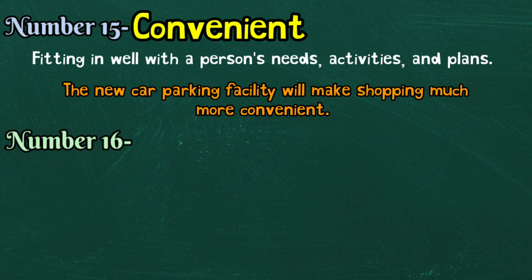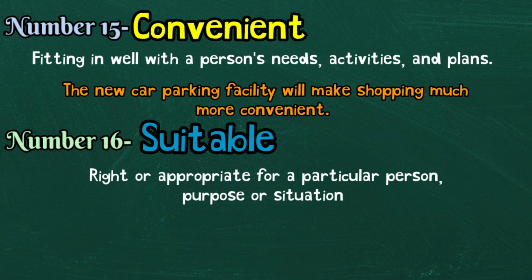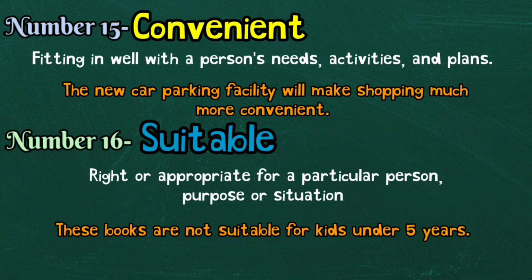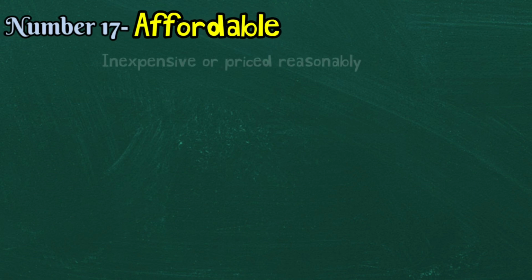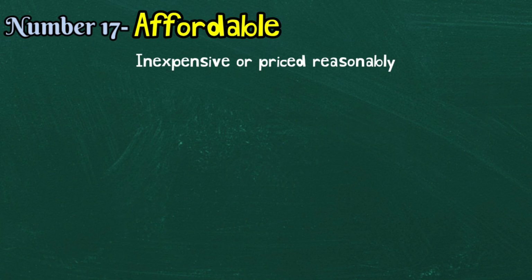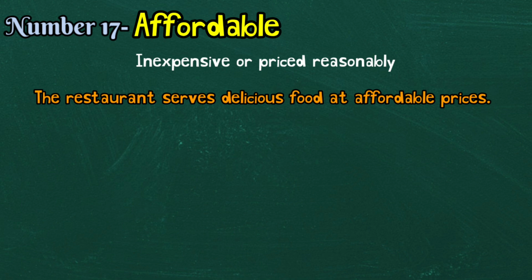Number 16. Suitable. Right or appropriate for a particular person, purpose, or situation. For instance, these books are not suitable for kids under 5 years. Number 17. Affordable. To describe something inexpensive or priced reasonably. For example, the restaurant serves delicious food at affordable prices.